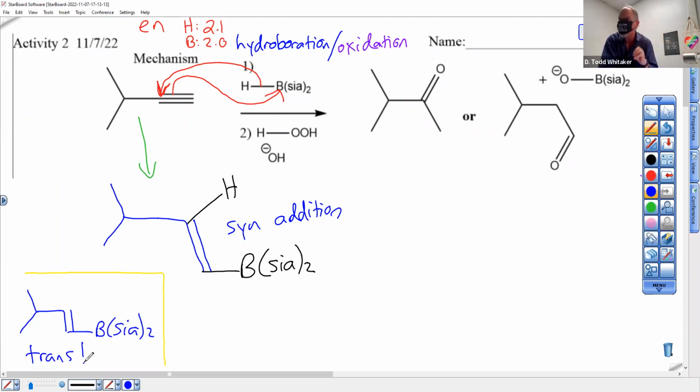We have a word for the process. The process, syn. Deliver 2 new groups on the same side. There you go. We use syn and anti for mechanisms. We use cis and trans for nomenclature. Never mix those up again or else you're going to start thinking syn addition gives trans products. What? And then half the time syn addition gives cis products. What? It's not making sense because they're talking about different things. Okay. All right, so that is the end of hydroboration.